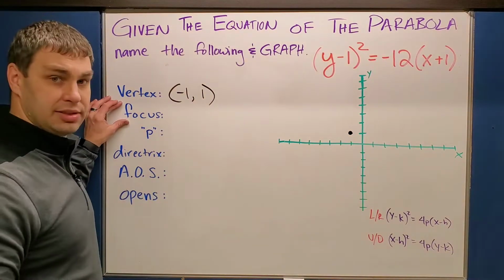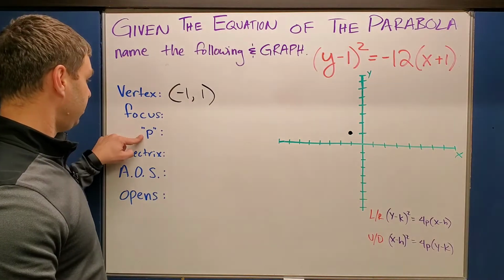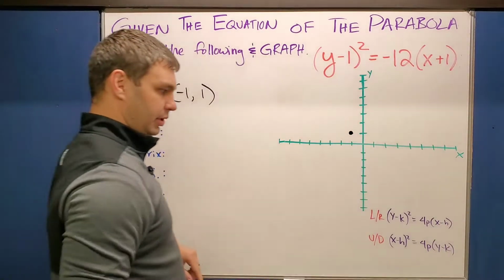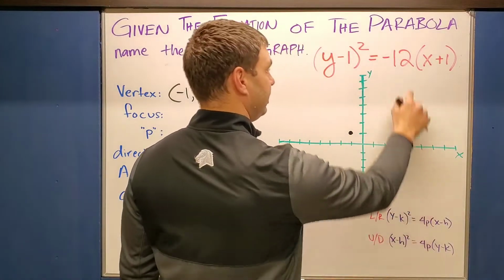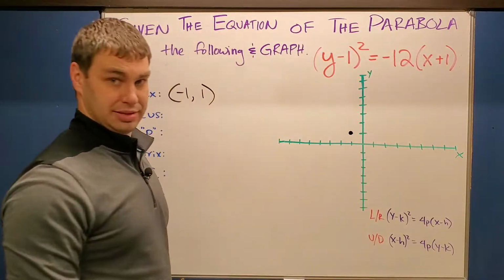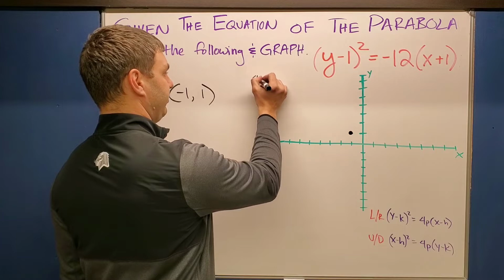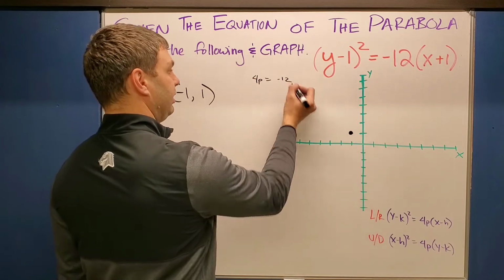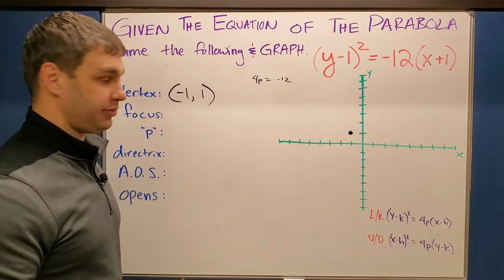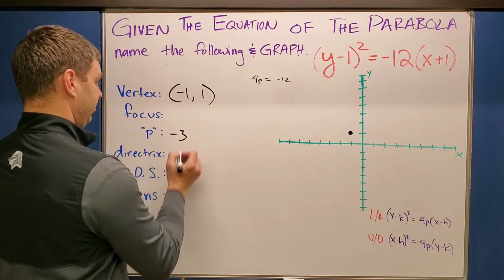We don't have enough yet to find the focus. However, we do have enough to find the p. And you'll notice in each of these, it's 4p in front of this second set of parentheses. So if I just set up a little equation and say 4p equals negative 12 and solve for p, p is gonna be negative 3. All right, so that's going to be my p value.